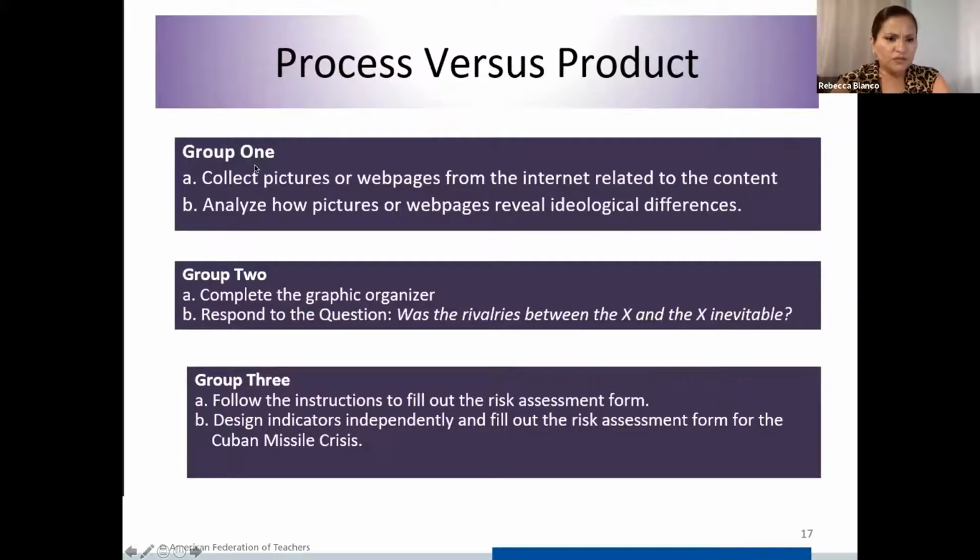So we're going to look at group 1. Okay, so the first thing is to collect pictures or web pages from the internet related to the content, right? Or B, you can analyze how pictures or web pages reveal ideological differences. So these are the 2 things that you can do. You can collect pictures or analyze, right? What are they differentiating here, the process or the product?